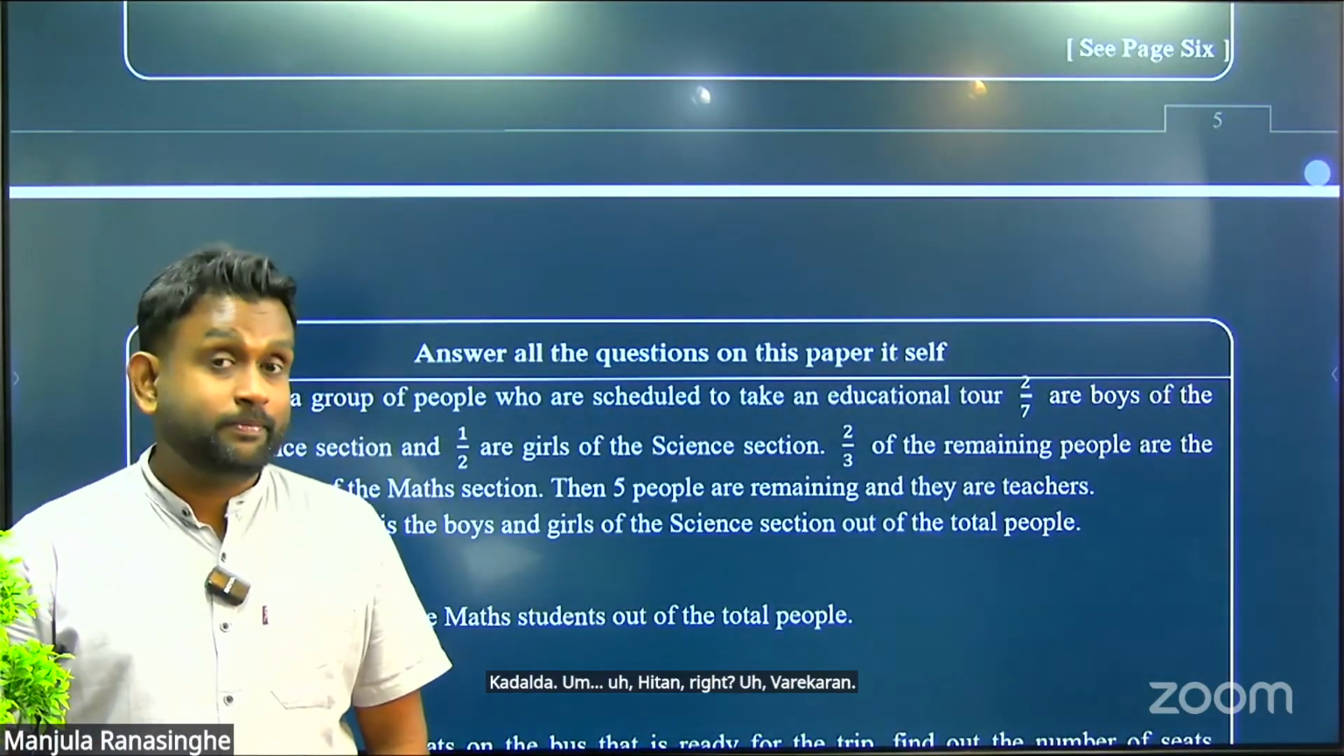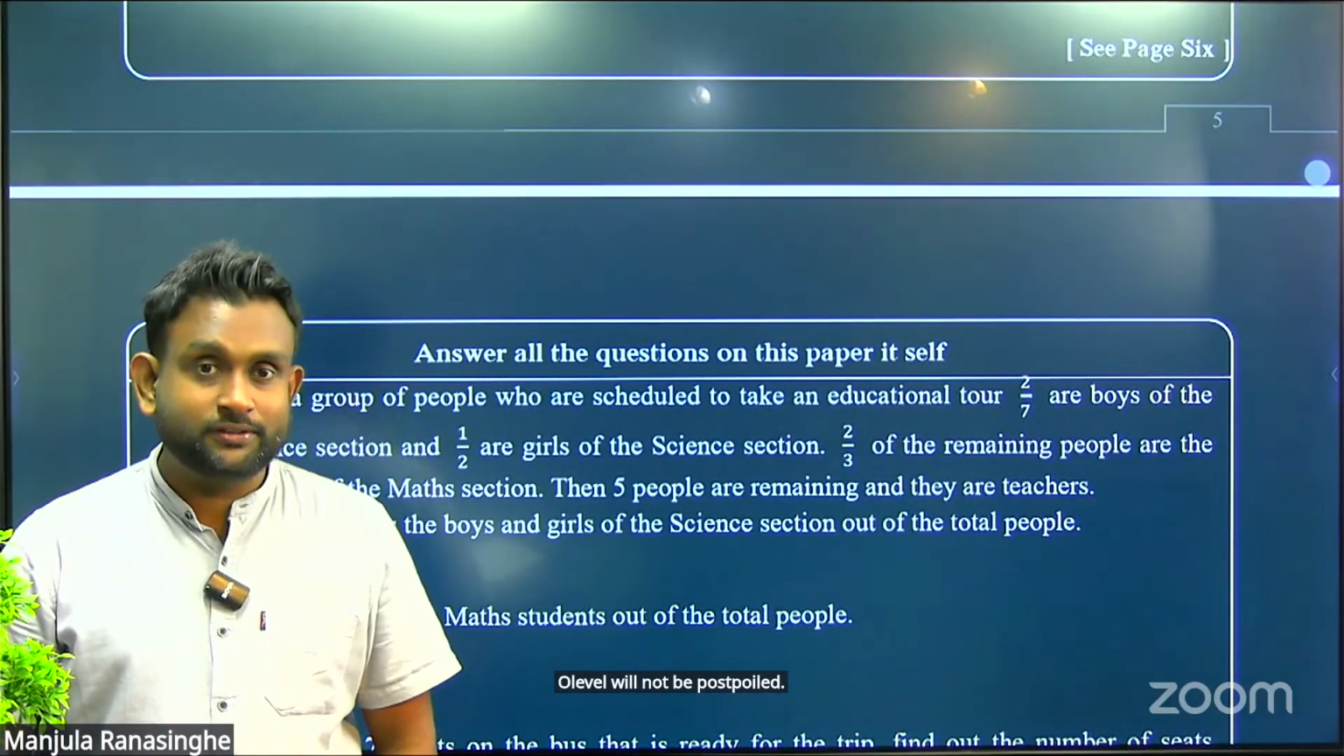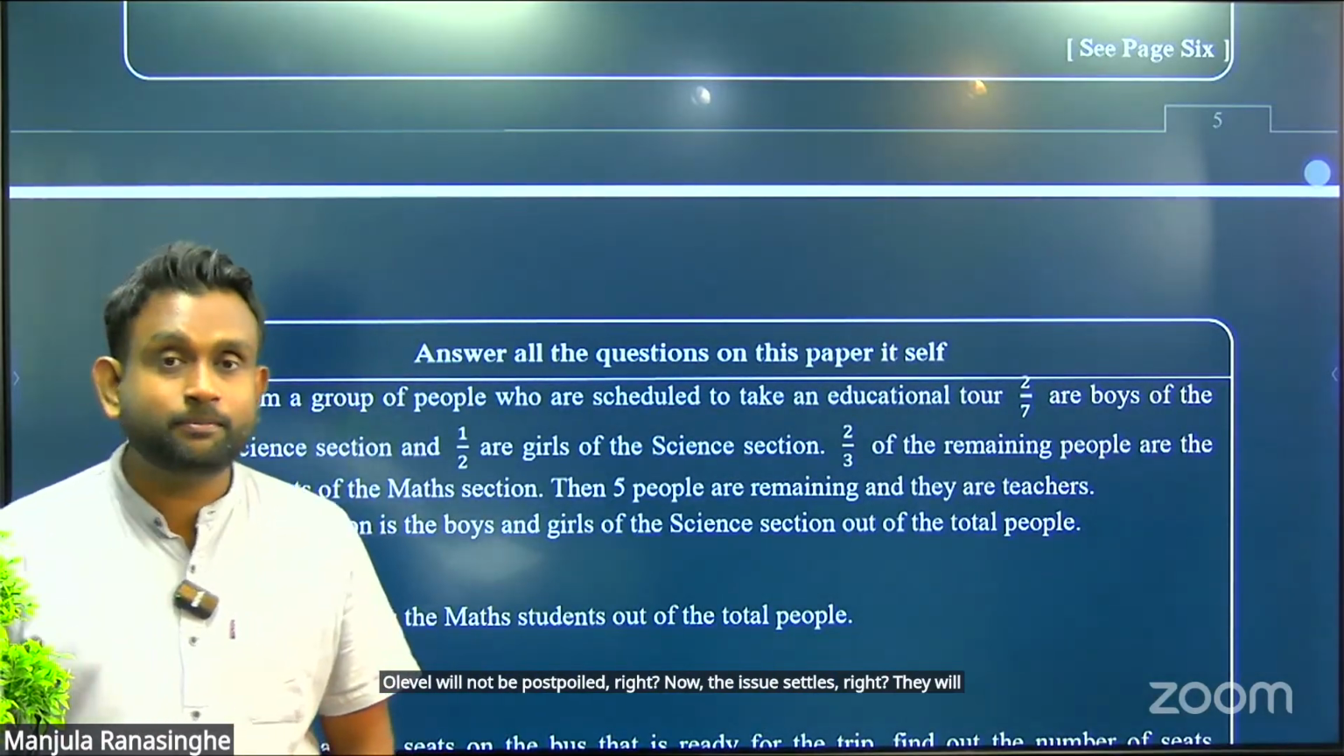Right. This time the O level paper will not be postponed, right? Now the issues are settled. It is scheduled for December.